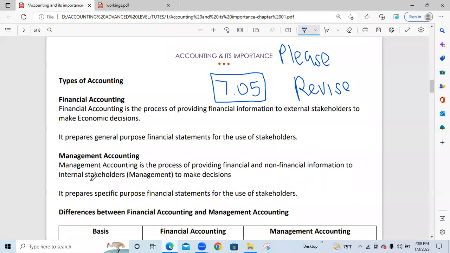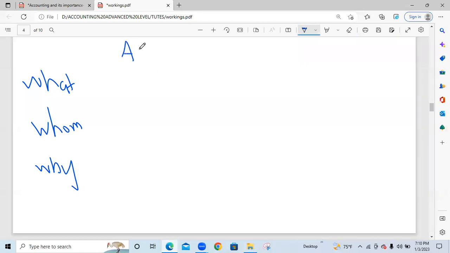So guys, when it comes to accounting, you answered 3 questions. What are the 3 questions you answered when it comes to accounting? Yeah, what are the questions you all answered? What, why, and whom, right? These are the 3 questions you all have to answer. So when it comes to accounting, what did you all say?